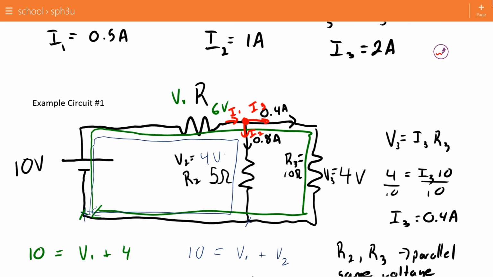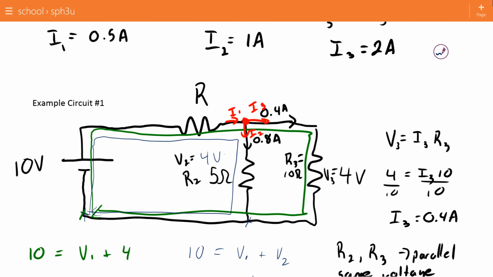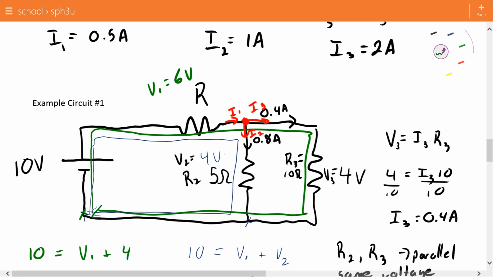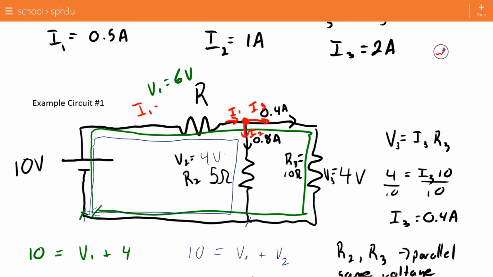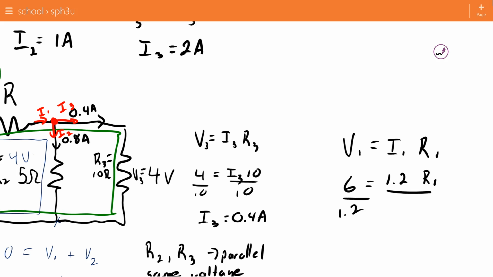Which means now at this location I know I have a V1 voltage of 6 volts and an I1 current of 1.2 amps, and all I'm missing is the resistance. V1 equals I1 R1, 6 equals 1.2 R1, and so R1 happens to work out to be 5 ohms.